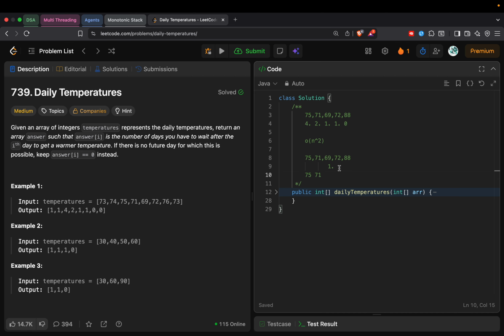Now can 72 be a warmer temperature for 71? Yes, it is, right? So I will also take 71 and I will determine the days it has to wait, which is 2 days. Now can 72 be a warmer temperature for 75? No, right? So I will still keep 72 in my space, saying that for these two I need to determine the next warmer temperature.